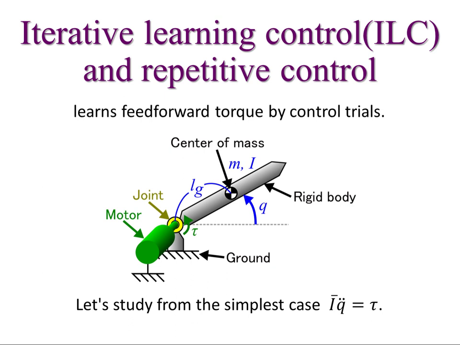Now, to understand the principles of iterative learning control and repetitive control, let's consider the simplest one-joint robot that moves in a plane where gravity can be ignored, as shown in the figure. Let us apply iterative learning and repetitive control to this robot to understand the structure and stability analysis of the basic control method. The motion equation of such a robot can be expressed as this equation.